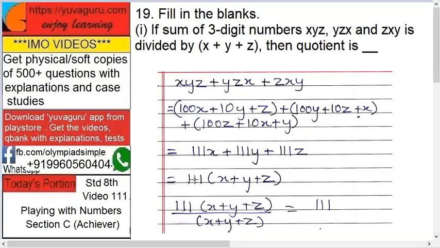111 is common. Now what is given? This addition is divided by x plus y plus z. It means this addition means what? This will be 111 into x plus y plus z divided by x plus y plus z. Now if it is divided then what will get cancelled? X plus y plus z will get cancelled and the quotient would be 111. That is the required answer.